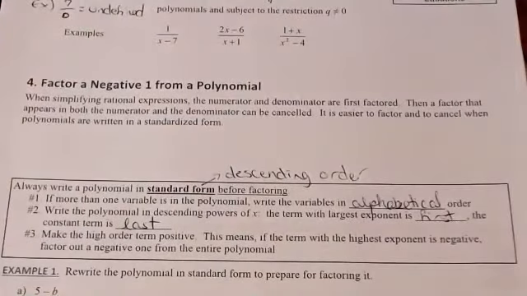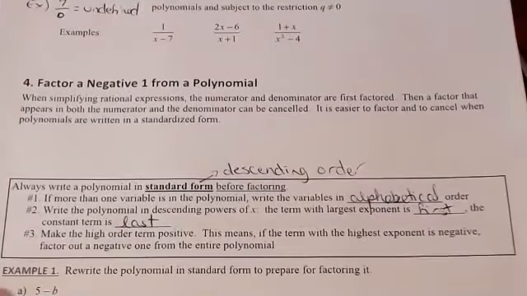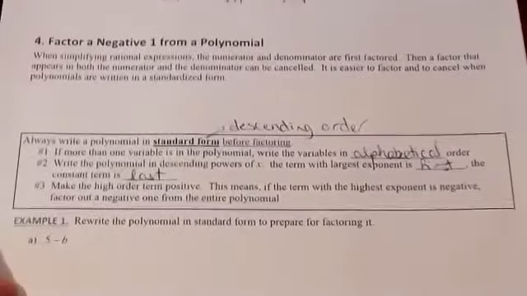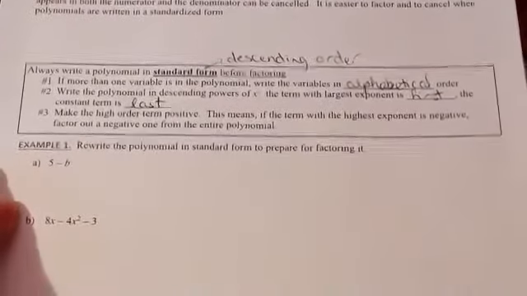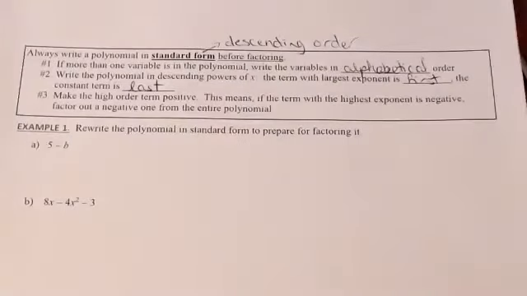We make the high order term positive. So essentially what we're saying here is if it's actually negative, we're going to factor out the -1 from the polynomial. The great thing is that this is not new to us. We've seen this before. So for instance, take a look at part A.